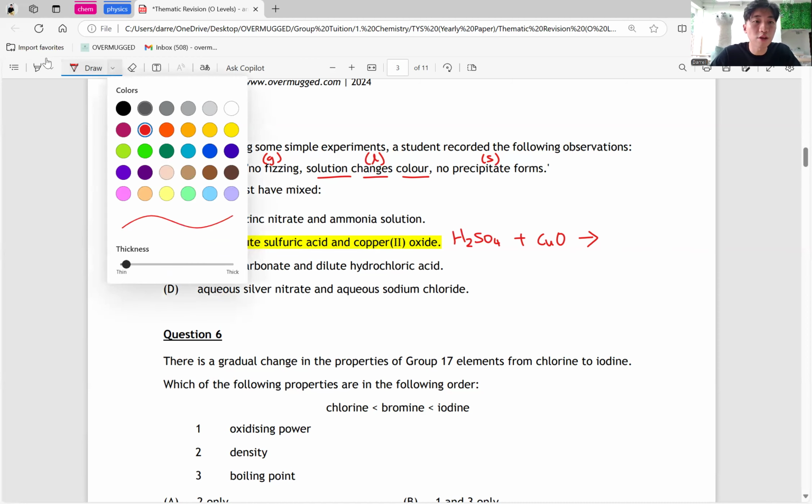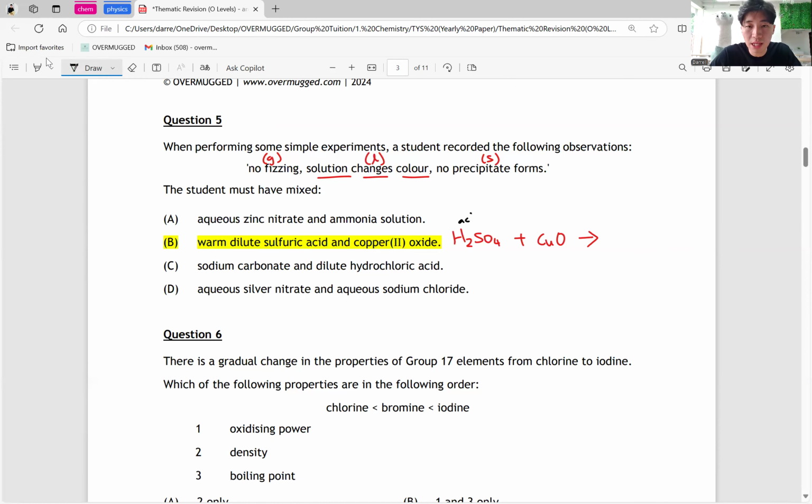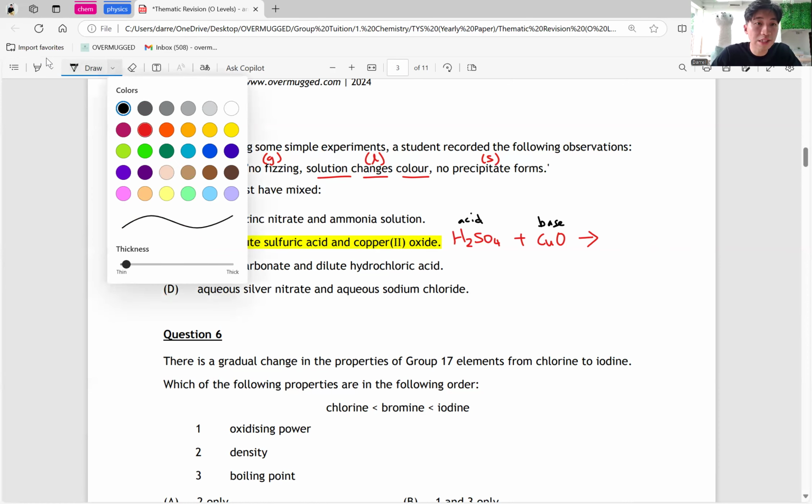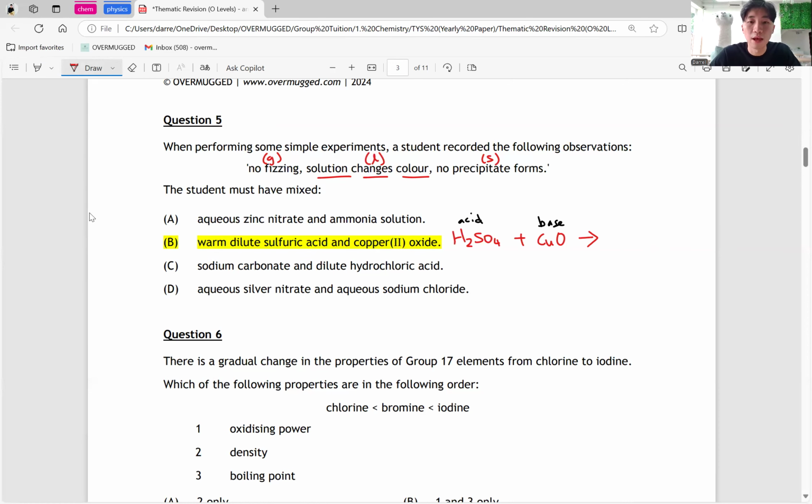And in this case, what you need to be able to do is to recognize that this is an acid and this is a base. In other words, a neutralization reaction should have taken place. And when acid is reacted with base in a neutralization reaction, what you'll form is your salt plus water. And what you need to also recognize here is that your salt, copper sulfate, is a soluble salt in aqueous state. Therefore, in its solution form, it will be floating around as Cu2+ and SO4 2-.